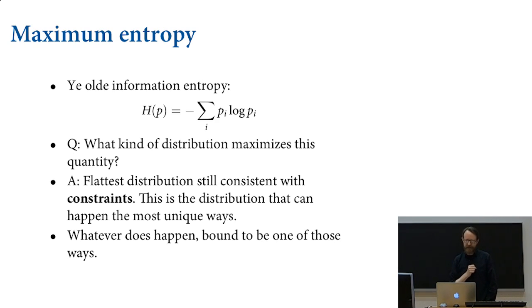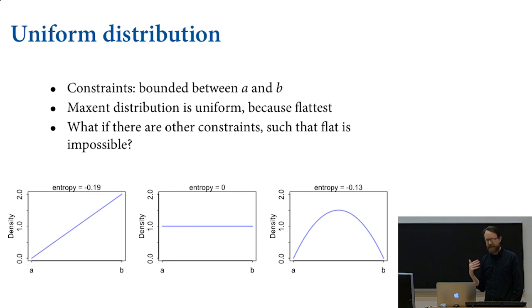But what about when there are constraints? Well, let's build up to that. In the case of a uniform, the constraints are just between A and B, and then entropy will be maximized when it's flat. So I give you 3 examples here. Uniform distribution in the middle, the entropy is 0. So think about the scaling, entropies can be negative. It's okay. And you still want to maximize it.